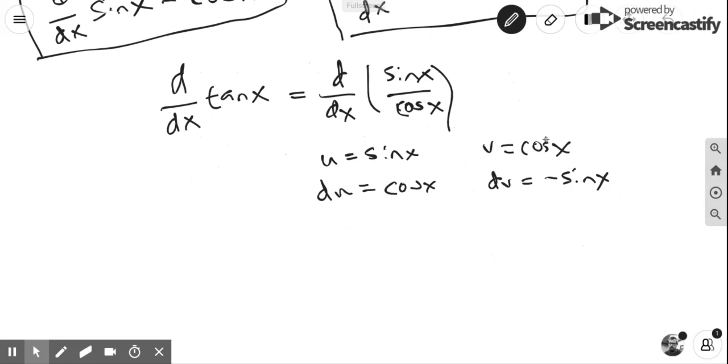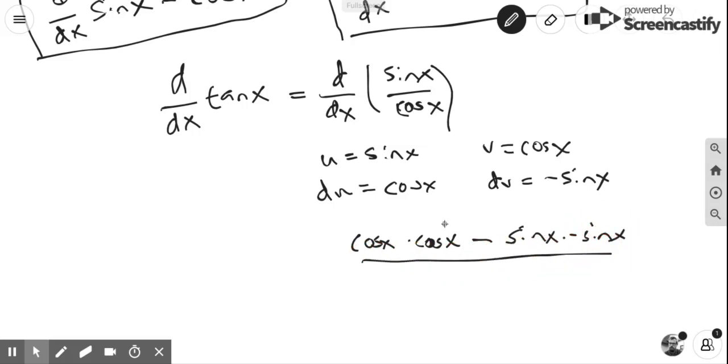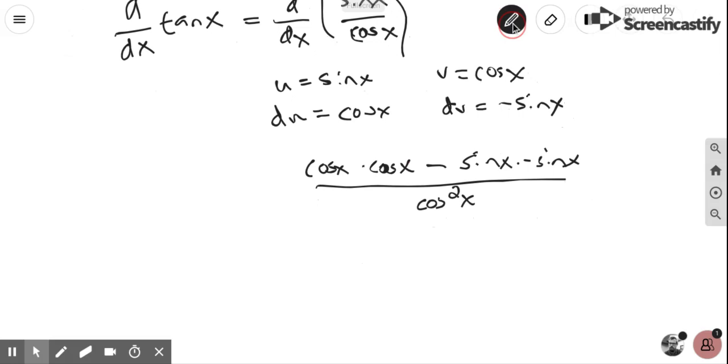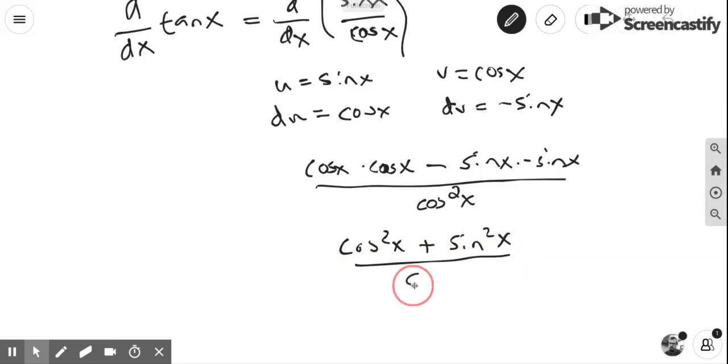We have v du, so that's cosine x times cosine x, and then minus u dv, so u is sine x times negative sine x, and that's all over v squared, so all over cosine squared x, which is how you would usually write that. Cosine x times cosine x would usually be written as cosine squared x. Negative sine x times negative sine x ends up being plus sine squared x, all over cosine squared x.